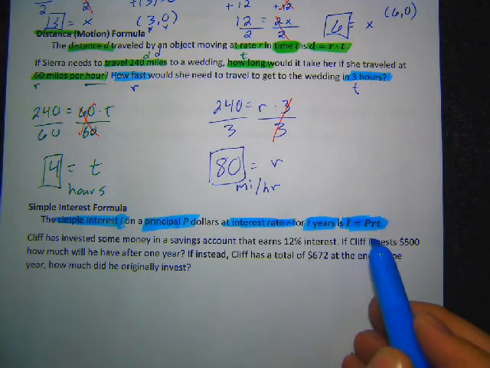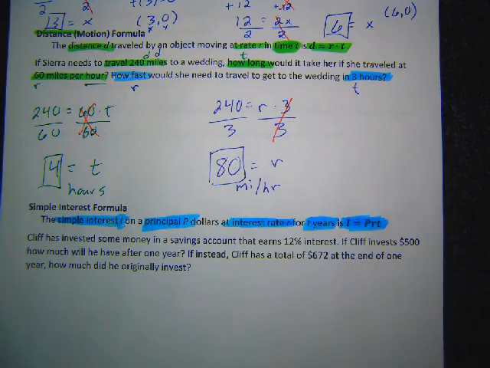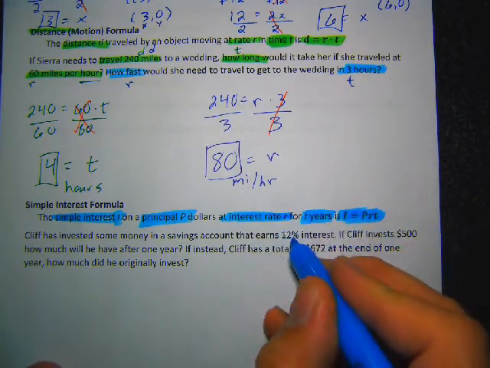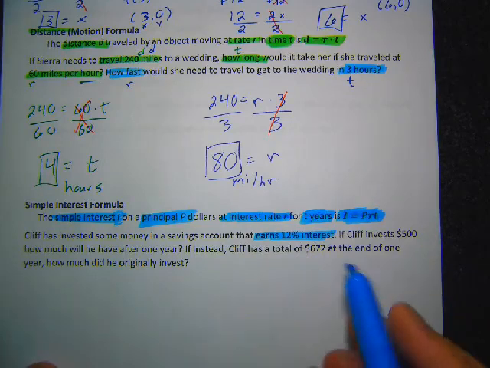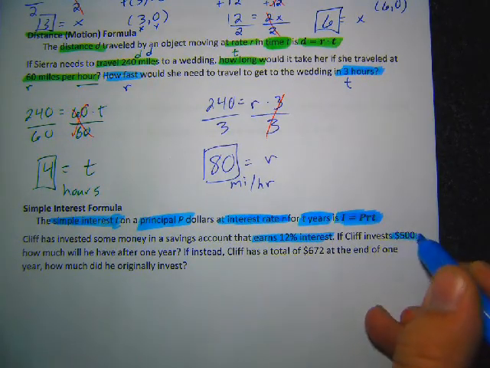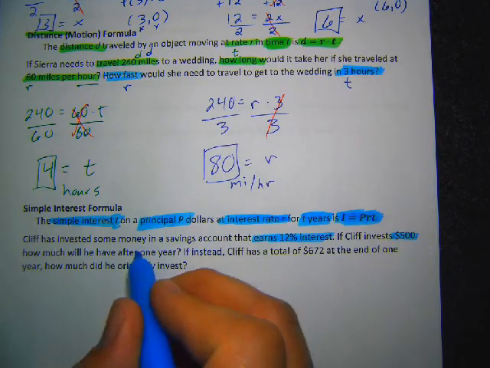So you just multiply those two together to find your interest. Okay, so Cliff has invested some money in a savings account. It earns 12% interest. So that's an important thing to know. It's the interest rate, so that's our R. If Cliff invests $500, how much will he have after 1 year?